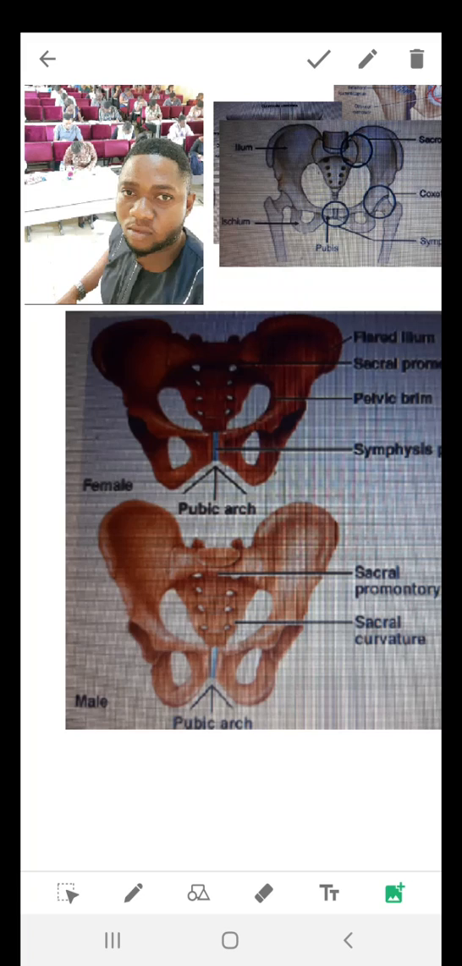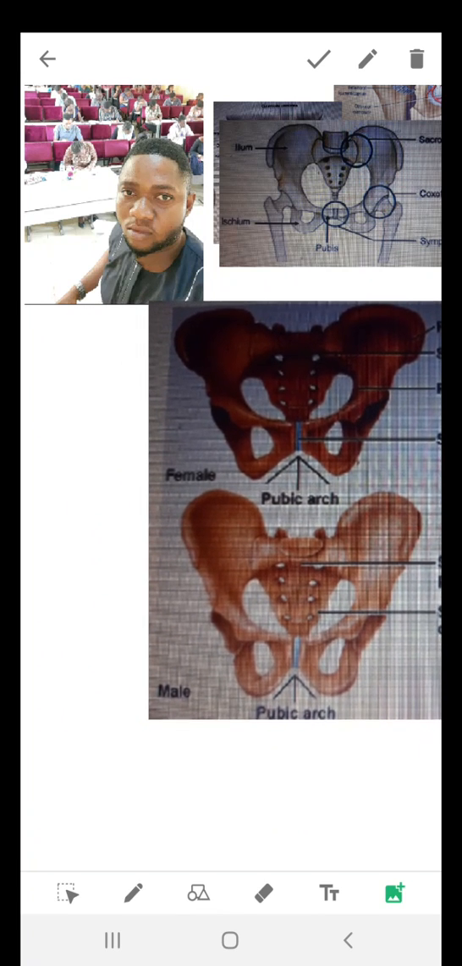Remember yesterday I was asking you, are there differences between the male pelvis and the female pelvis? I gave that as an assignment. Before our next class, I will pass a message across about this assignment and how you're going to be submitting it to me.